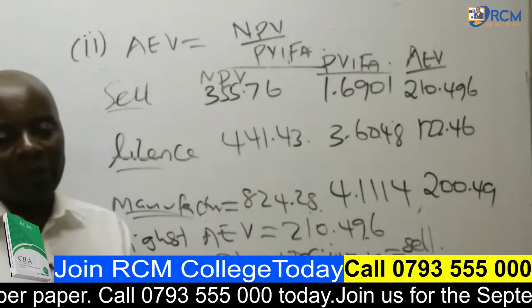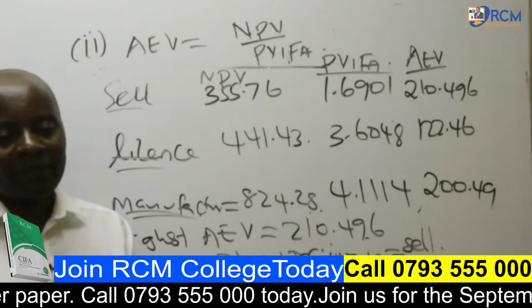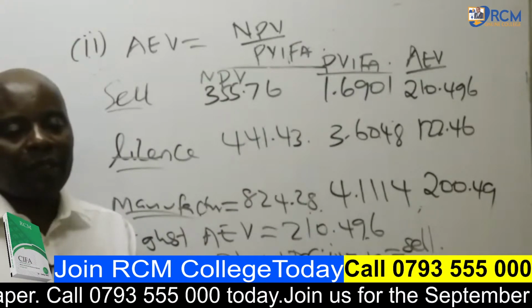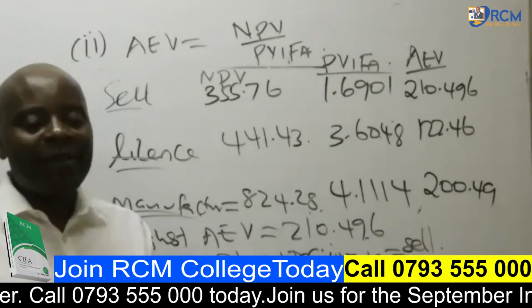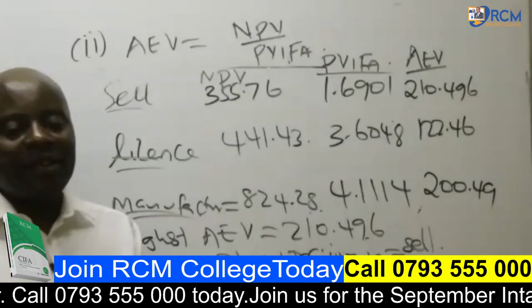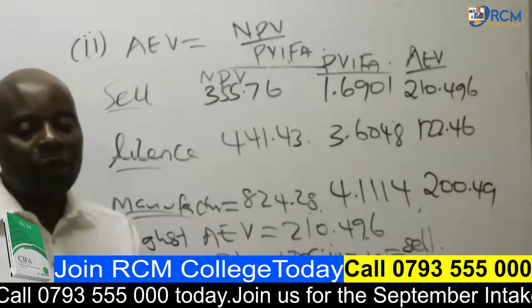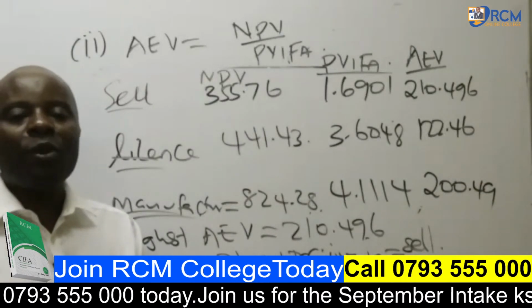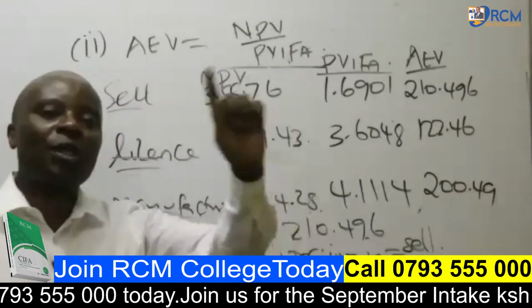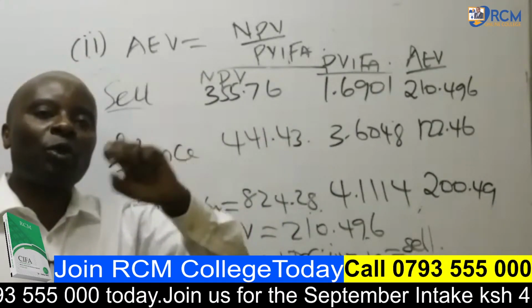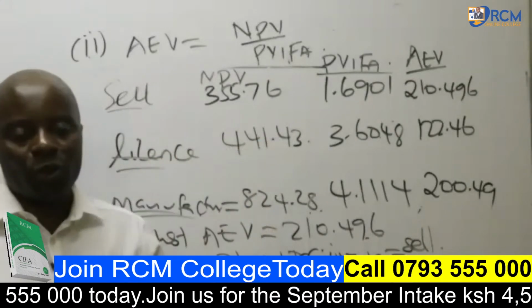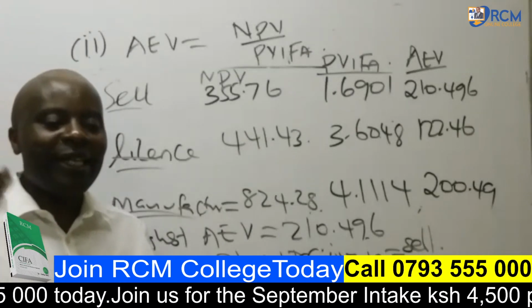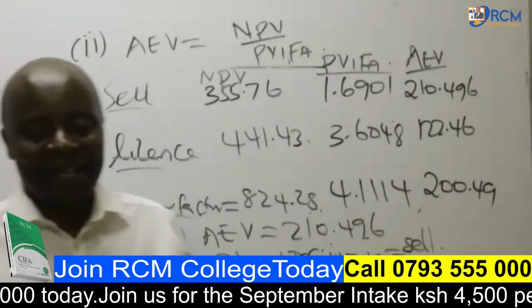Which model should we believe in? So in this case here, whenever there is a conflict between the two, AEV is superior. Because the two methods are conflicting, the final decision will be made based on AEV, because basically AEV standardizes the net present value to give us what we call standard durations, standard what year. So AEV is superior.